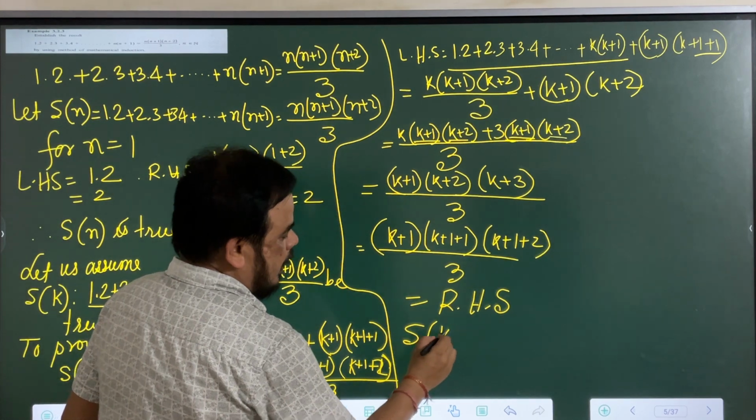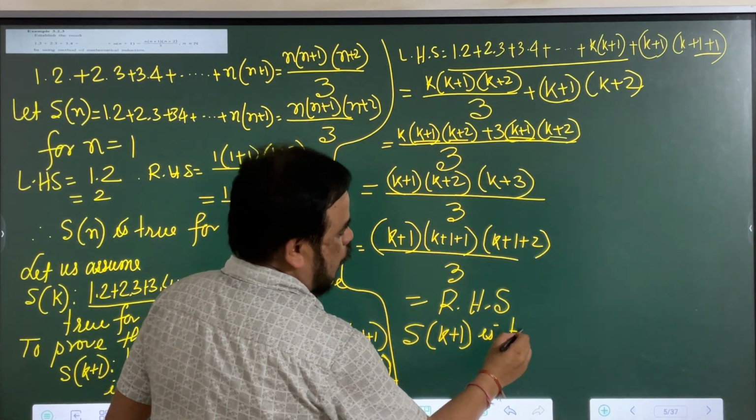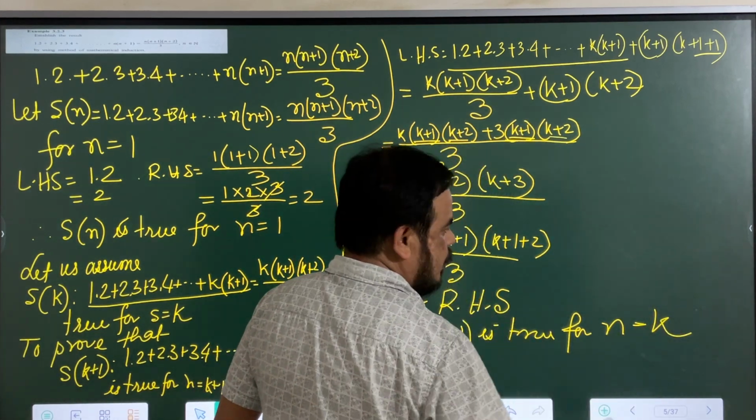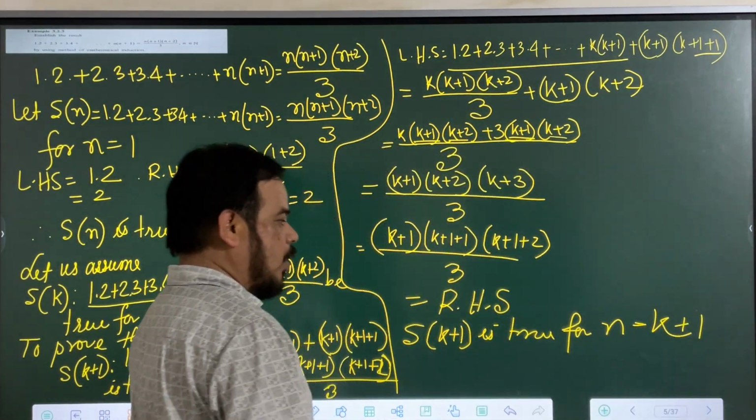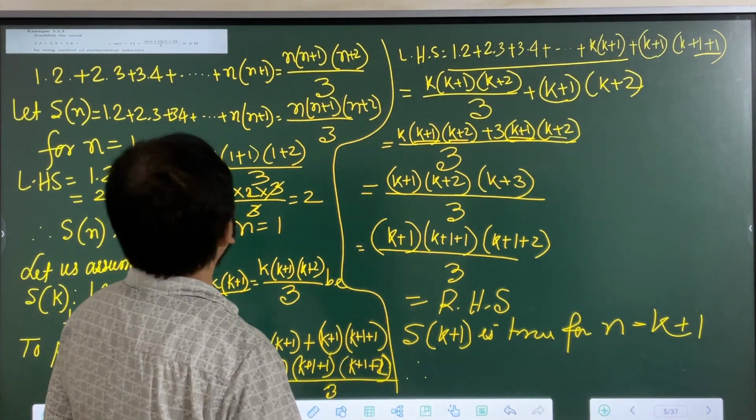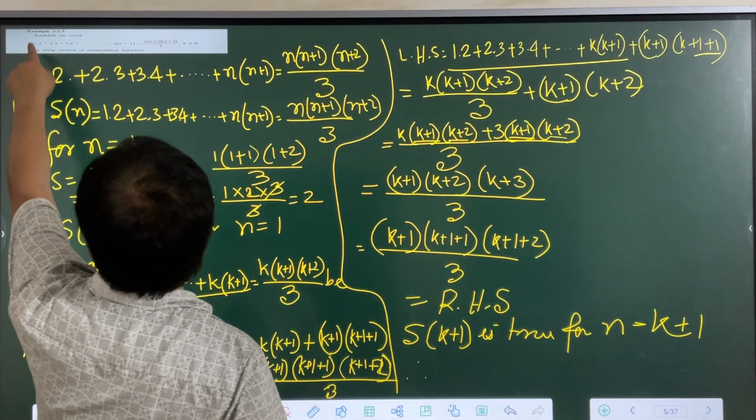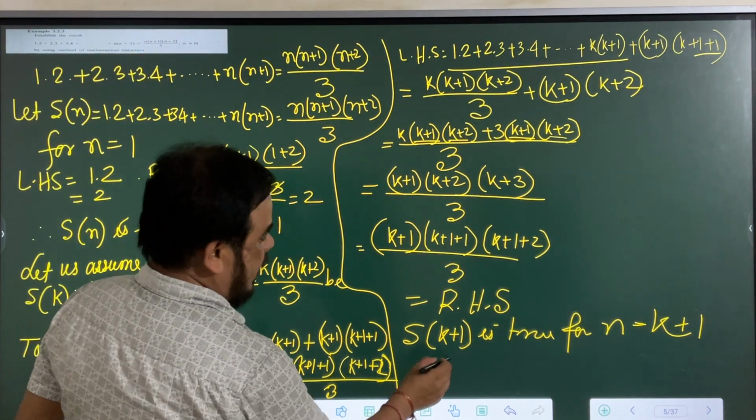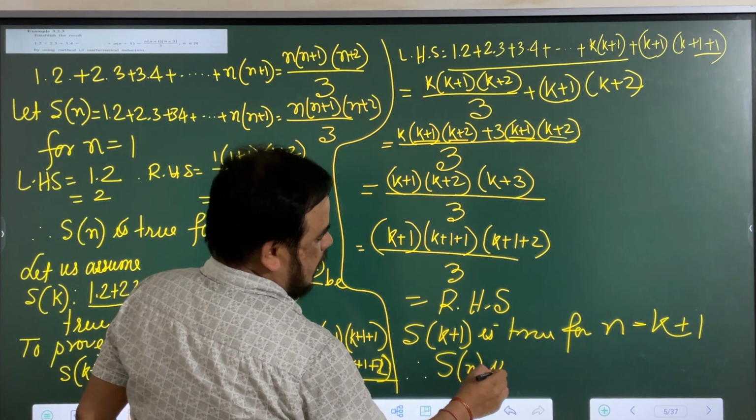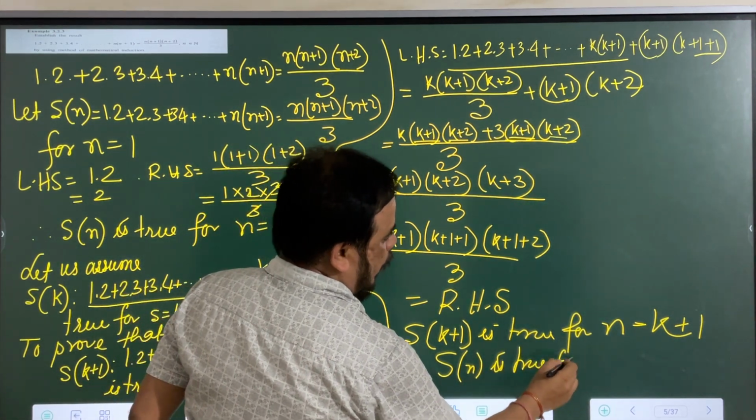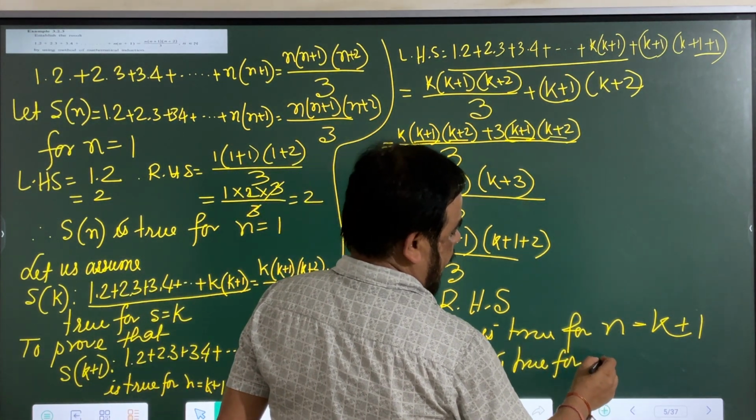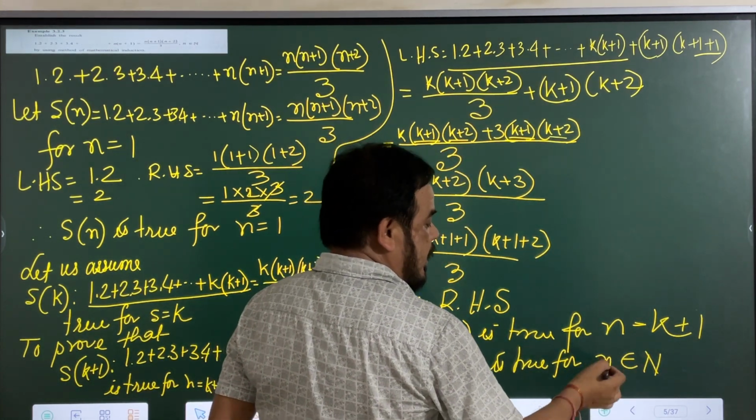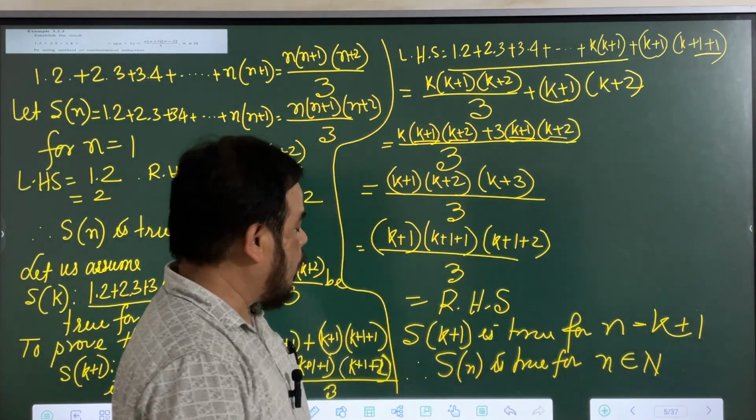So as k plus 1 is true for n equals to k, so n equals to k plus 1. Therefore, what is to prove? Establish the result by using mathematical induction. Yes, Sn is true for n belongs to natural number. N means any natural number will be true for Sn.